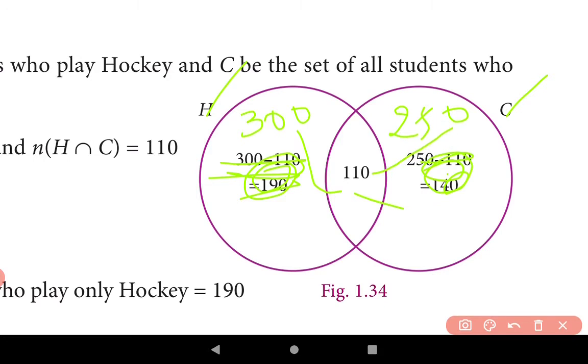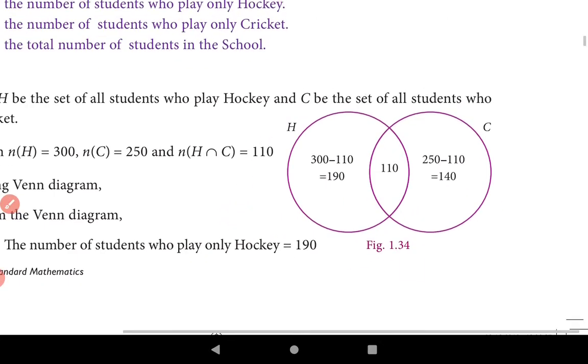If you want to find H alone, you have to subtract the intersection part. Also if you want to find C alone, you have to subtract this intersection part from C. Then only you can find only H and only C. Only means only people who play hockey and only people who play cricket. That's what they have done here.